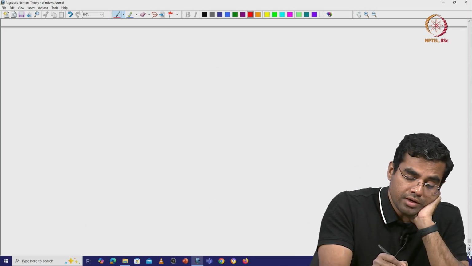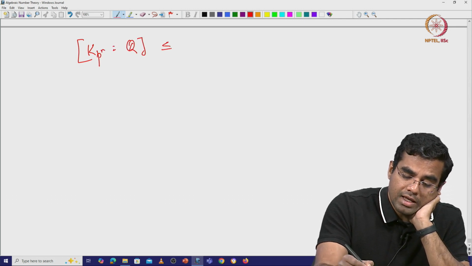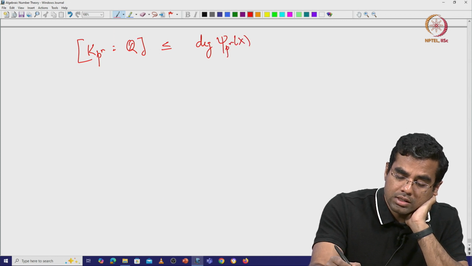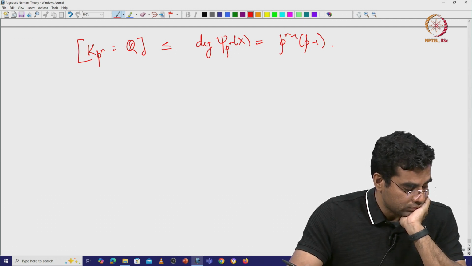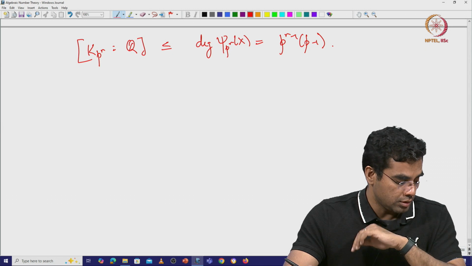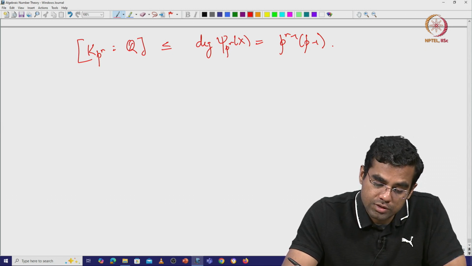In any case, this gives us an upper bound on the degree. So, the degree of K p to the r over Q is less than or equal to the degree of psi p to the r x, which is p to the r minus 1 into p minus 1. Okay. All right. So, that is one thing.